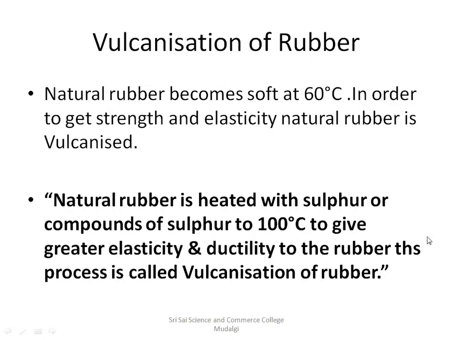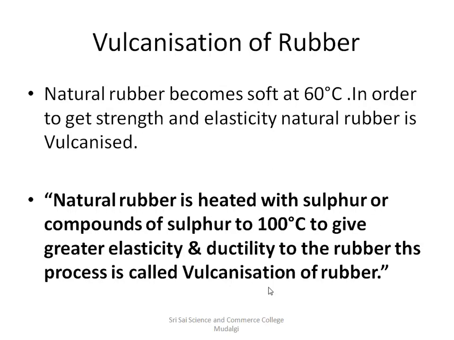So this process is called what? Vulcanization of rubber. So it is a very important definition for 1 mark. So vulcanization of rubber means, if the natural rubber is heated with sulfur or compounds of sulfur to 100 degrees Celsius, it results in an increase in the elasticity and the ductility property of the rubber. So that process we call what? Vulcanization of rubber. This is asked many times for 1 mark.